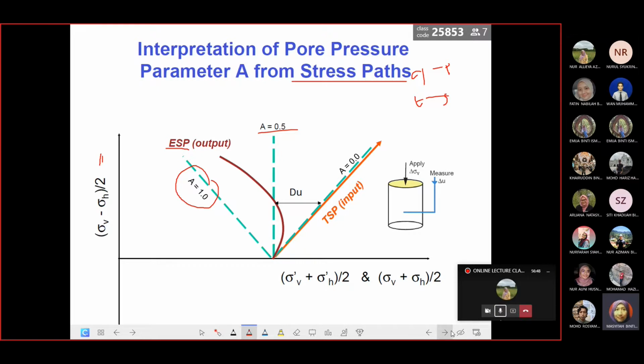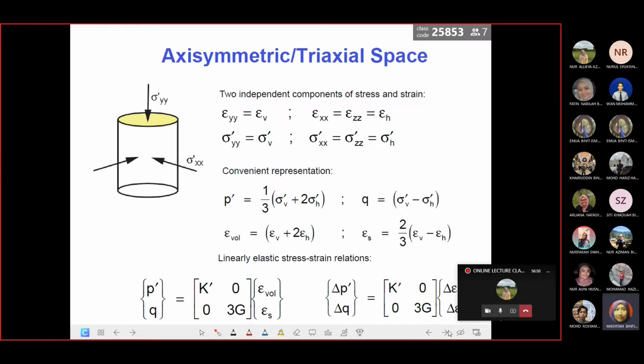Okay, we continue with the next slide. If you look at this one, the stress path can also be presented in different or more convenient ways, such as in asymmetric space or triaxial space. So just now we talked a lot about triaxial space.